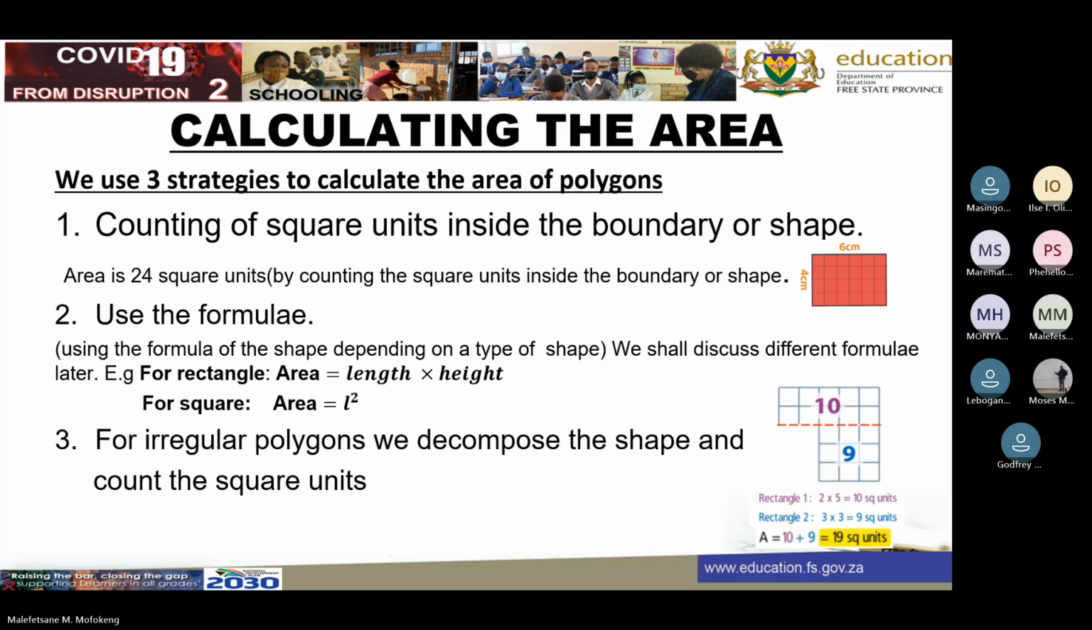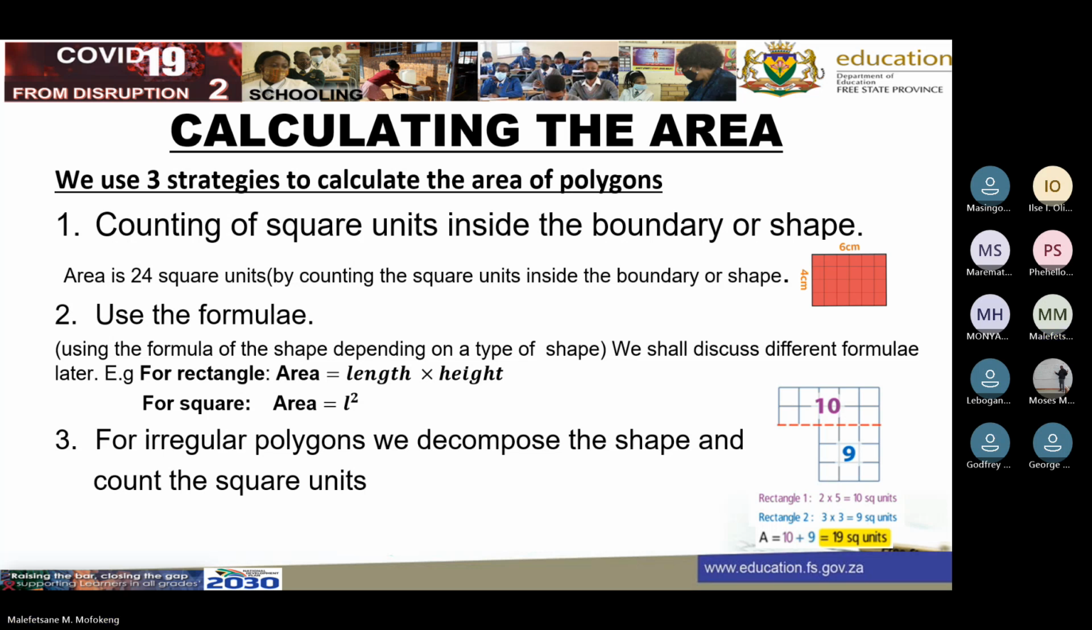Number 2, we use a formula. Using the formula of the shape, depending on the type of the shape. We shall discuss different formulae later on. For example, here I've got the area of the rectangle. The area of the rectangle is length multiplied by height. And for the square, the area is L squared.